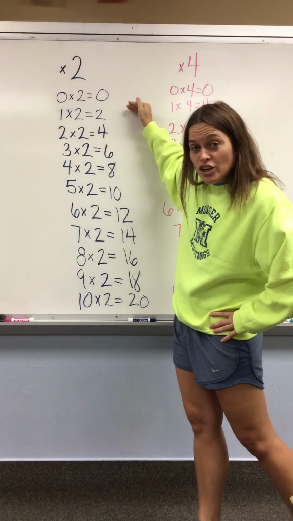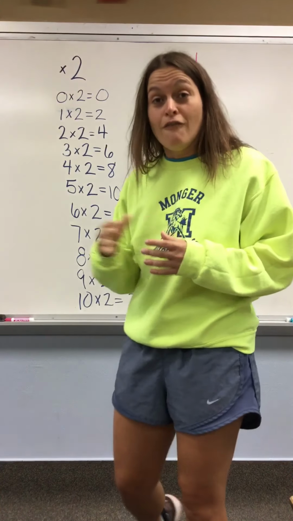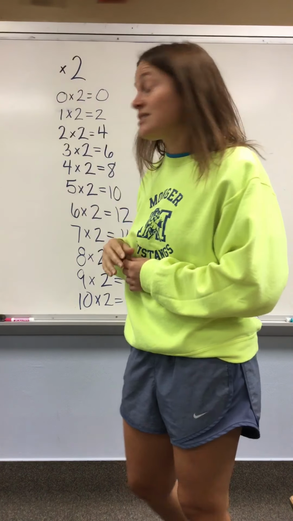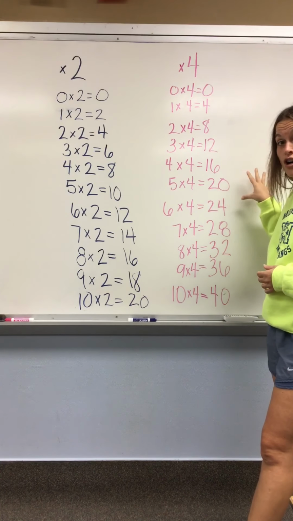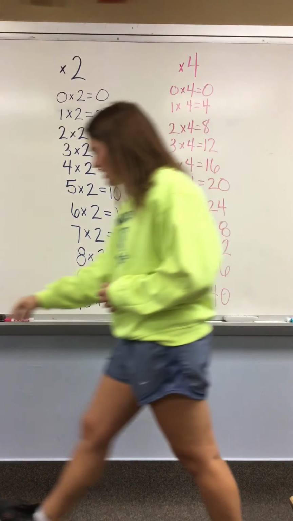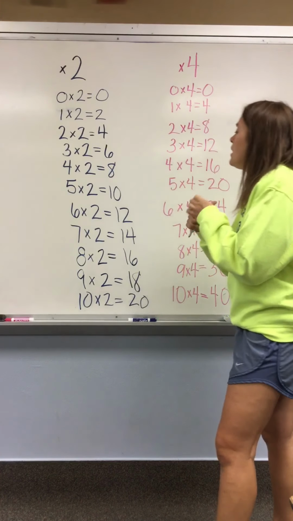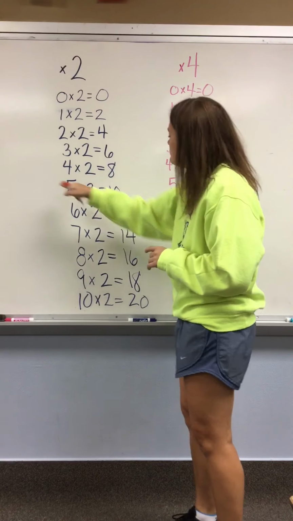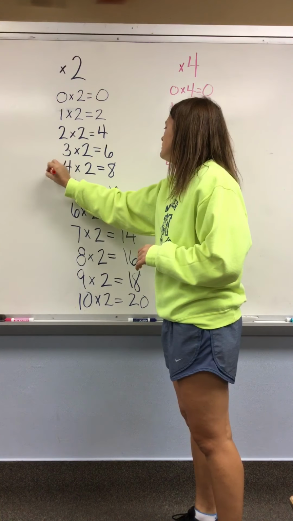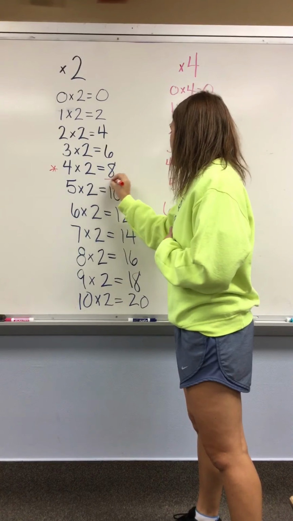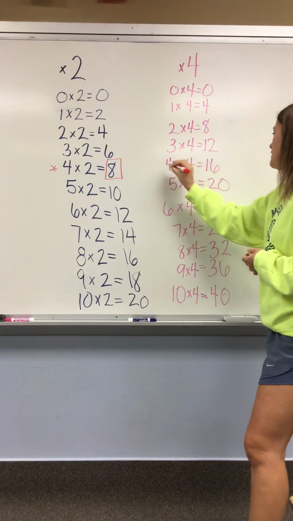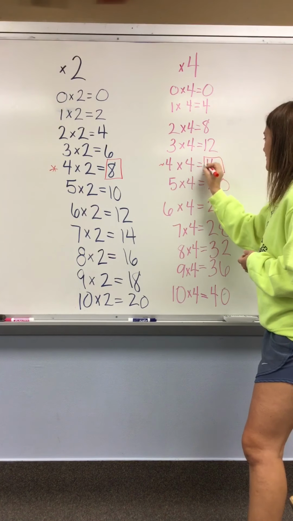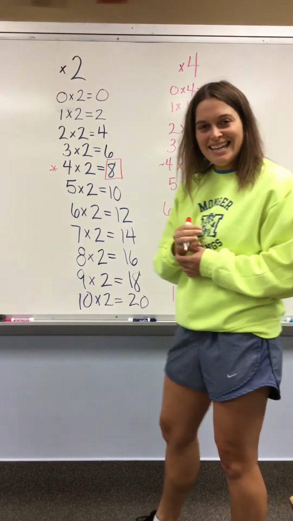So when we learn and when we master our multiplying by 2 facts, it's going to be easier for us to know our times 4s. Because look at this. So let's look at 4 times 2. 4 times 2 has a product of 8. 4 times 4 has a product of 16. Isn't 8 plus 8 16?